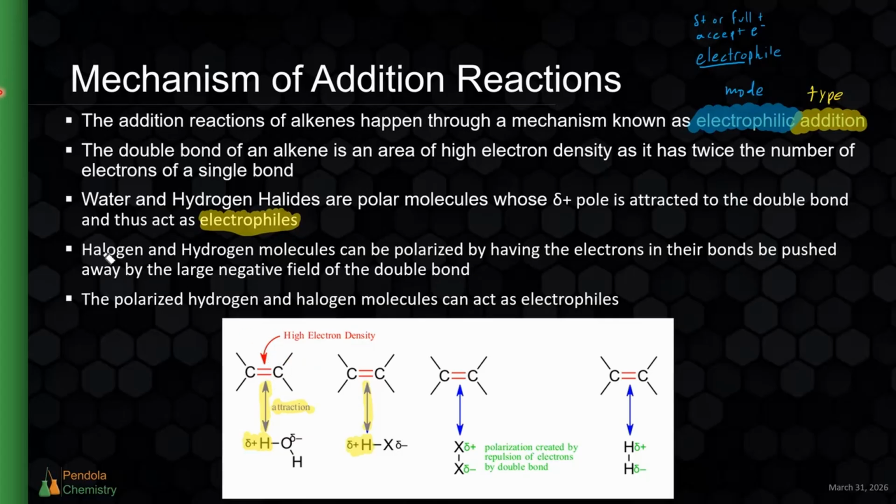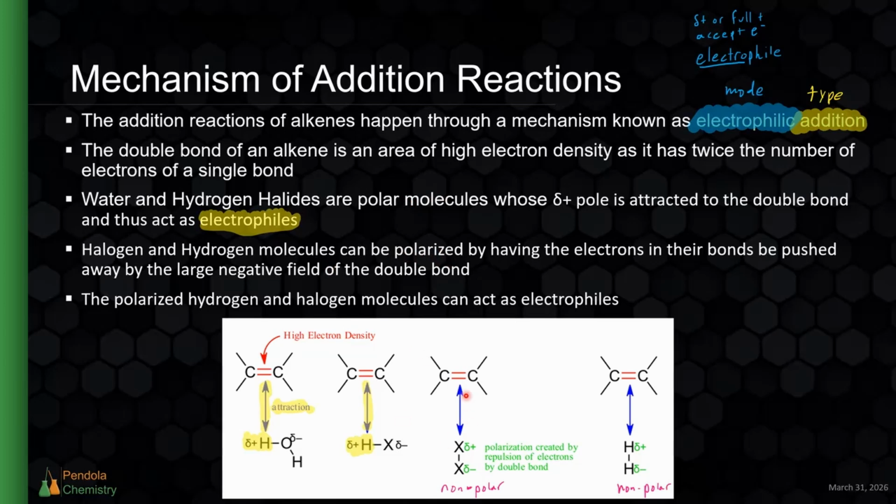It becomes an electrophile because a partial positive charge will be attracted to the high area of electron density in the double bond. Halogens and hydrogens are a little harder to explain because hydrogen and halogen molecules are non-polar. These are both non-polar molecules. Let me write that on here. But these can still be polarized. Now, what do we mean by polarized? Something being polarized refers to a bond becoming polar or being forced to become polar by something else.